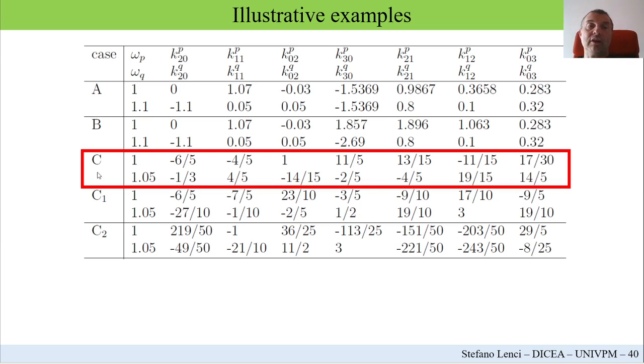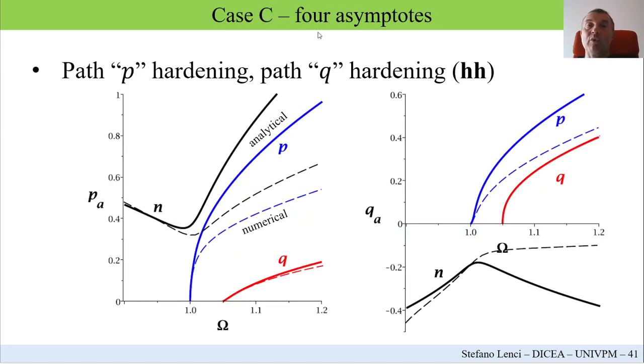Okay, let's go to the third example. The third example, which we name C, is the example where we have 4 asymptotes. In this case, the P branch is hardening, you see this one. Also, the Q branch is hardening, it is reported here. So we name it the hardening case. But on top of that, we have a new path. Not a branching one, not a backbone curve, just a new path that, to the best of my knowledge, has not been discovered before. So I believe that it is a new phenomenon that has been highlighted around the one-to-one internal resonance. You can have a different new path.